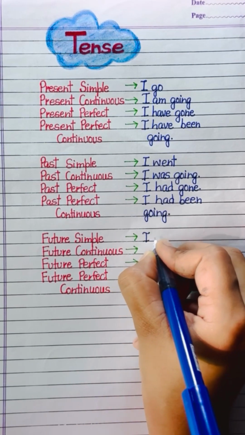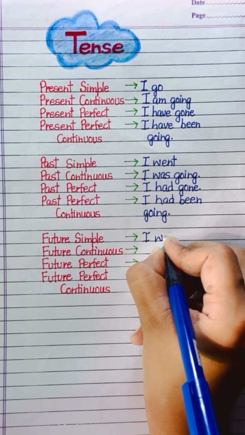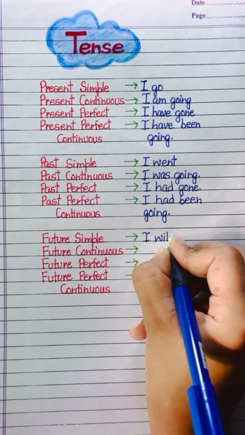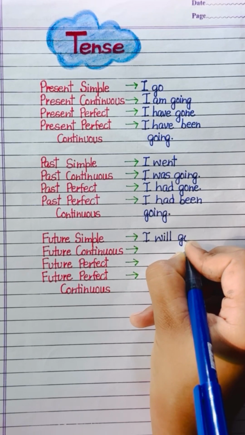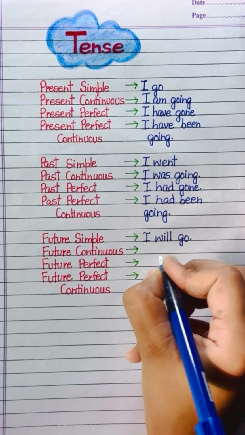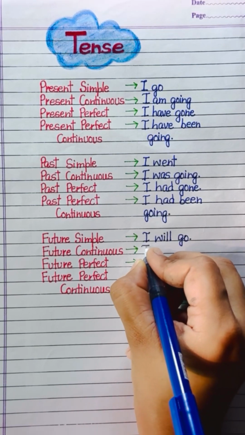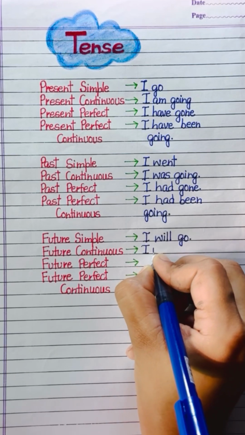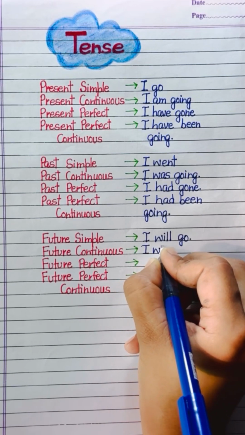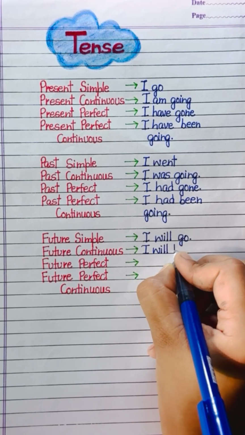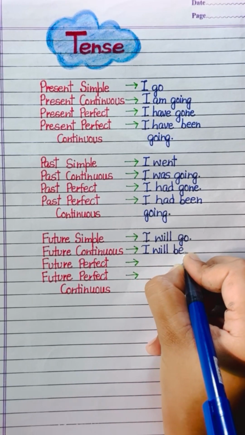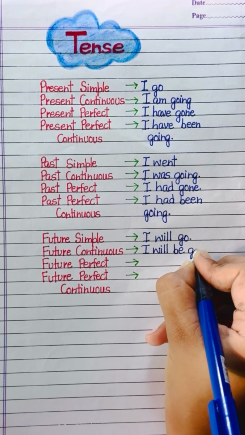Let's see the last one, future. Future simple. I will go. We use will, shall with first form of verb. Future continuous, as an action is going on continuously, that will continue in future. So, I will be going. The structure is we use be with will, shall.